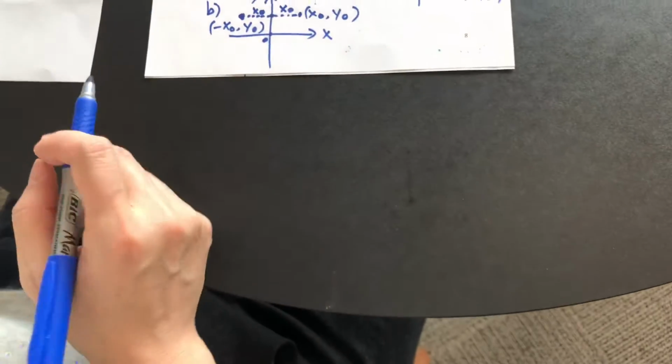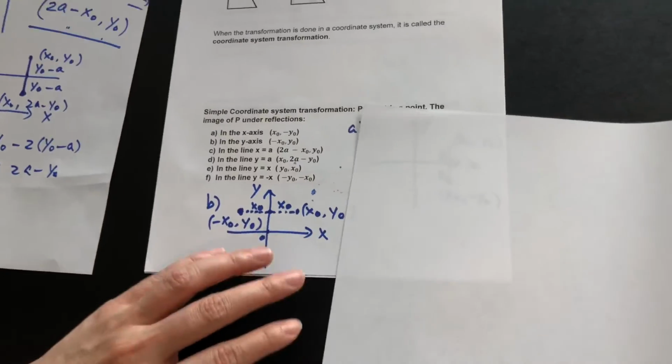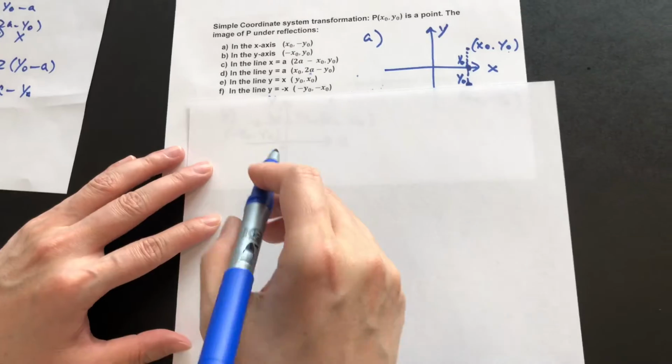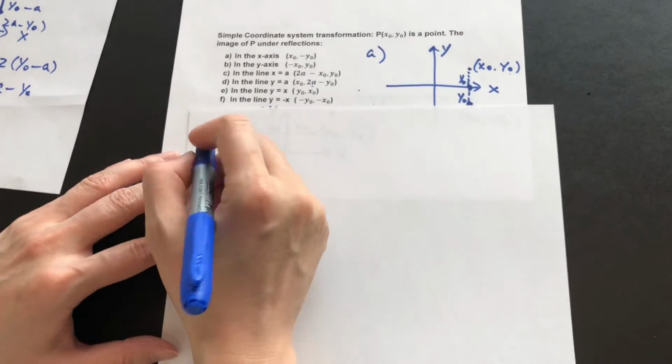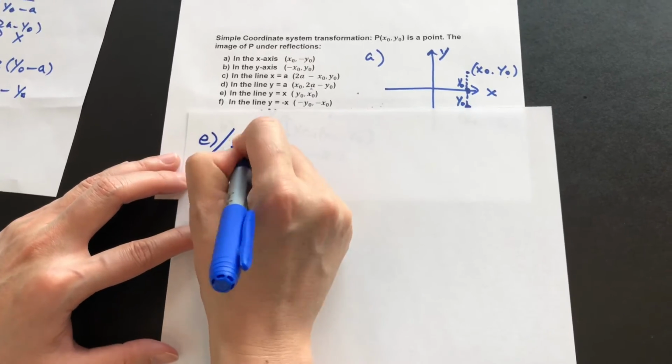Okay, the next two examples are relatively complicated. What is y equal to x or y equal to negative x? E and F, I'm going to put them together.